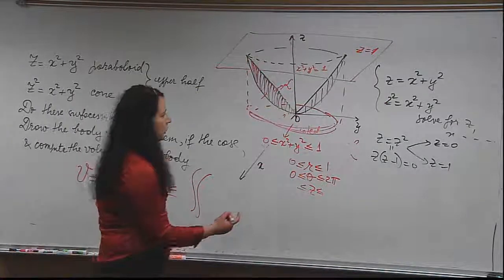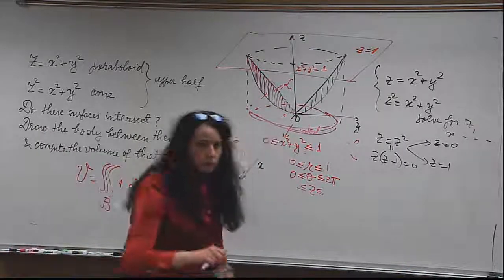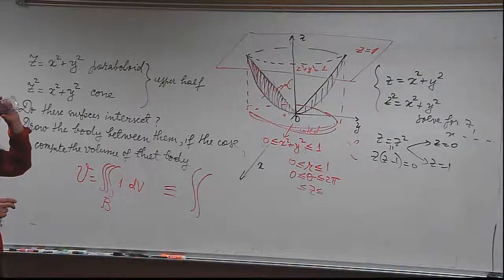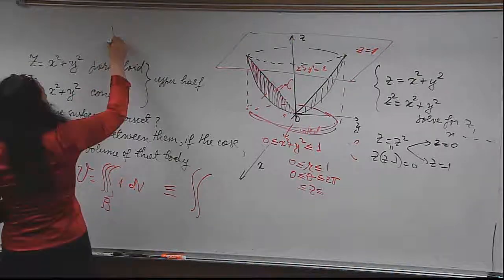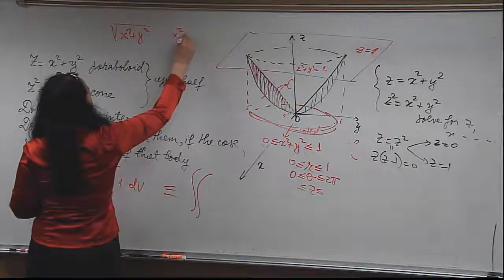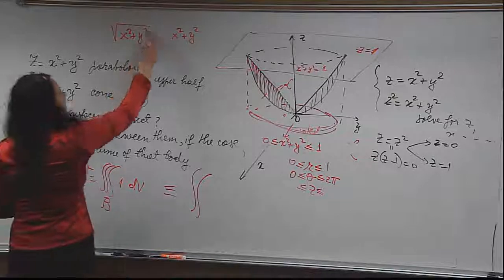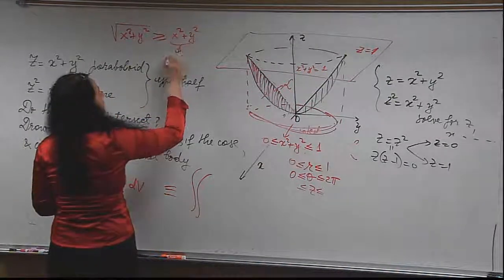All right. So what do I write on the left-hand side? I need water. Square root of x squared plus y squared. Who is smaller? Square root of x squared plus y squared, or x squared plus y squared? The square root of x squared plus y squared is smaller. Why? Because it's less than 1. I mean, this is less than 1. It's between 0 and 1.